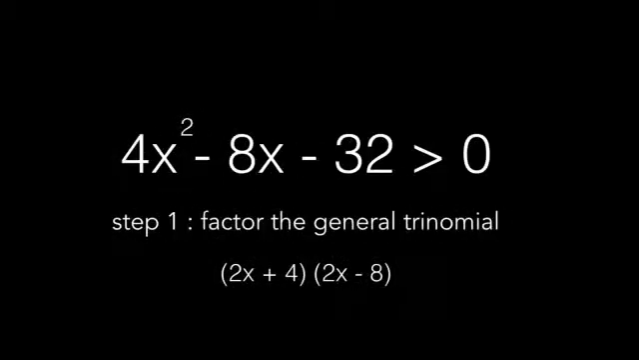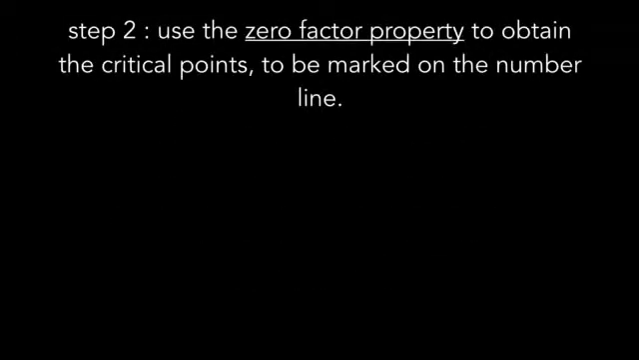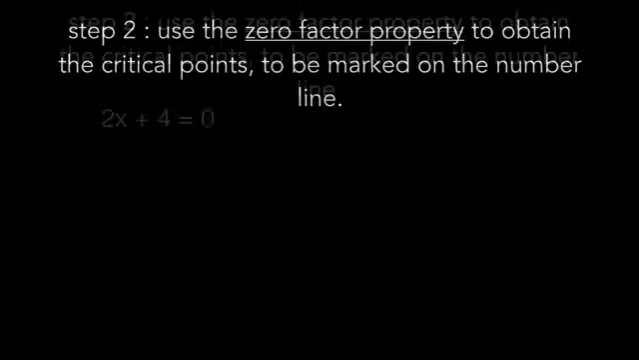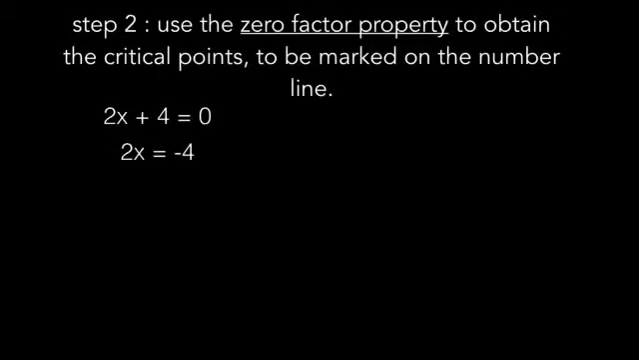When factored out, we would get (2x + 4)(2x - 8). Continuing, we must use the zero factor property to obtain the critical points to be marked on the number line. Let us begin with 2x + 4 = 0. We must isolate the x by transposing 4, which would give us 2x = -4. However, as you can see, x isn't completely alone. It is read as 2x.